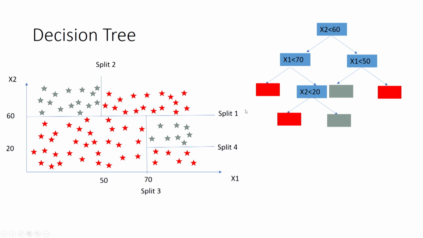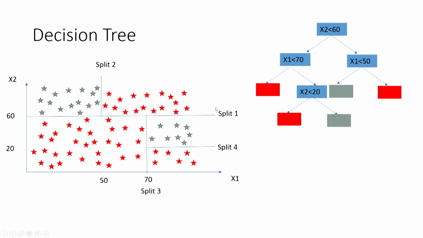Now, this is the decision tree that has been learned from the data set. So, this was the data set and this decision tree is learned, and you can find the rules that are embedded in the tree. The first rule: if x2 is less than 60, we go to this subtree; if x2 is greater than or equal to 60, we go to this subtree. Then there is another rule: if x1 is less than 50, we go this way, and if x1 is greater than or equal to 50, we go this way.